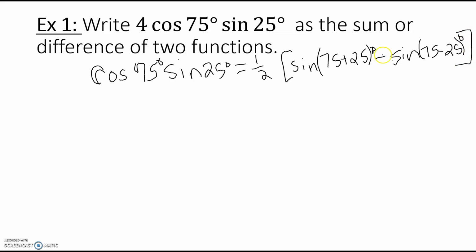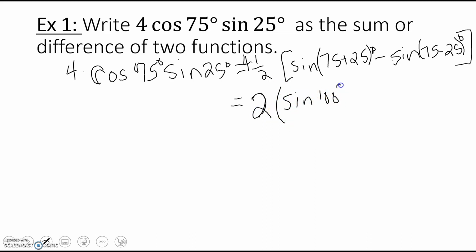Now, our specific function that we're looking for has a 4 in front. So all you do is stick that 4 in front. But when you stick it on one side, you have to stick it on the other side. So you're multiplying both sides by 4, basically. When you multiply 4 by 1/2 or 1/2 by 4, you get 2. And then when you simplify this, you get sine of 100 degrees because 75 plus 25 is 100, minus sine of 50 degrees because 75 minus 25 is 50.